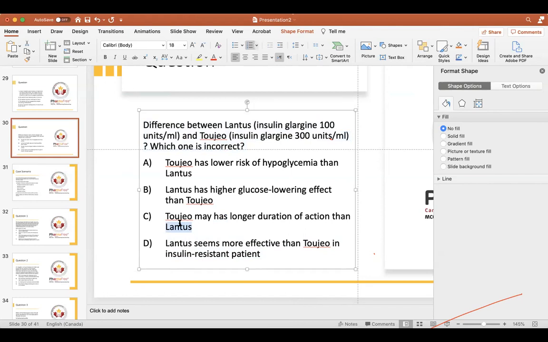Yes, there is some evidence that Lantus has higher glucose lowering effect than Toujeo. Toujeo has lower risk of hypoglycemia. This is correct as well. So this is a difference between the two medications. They are very important, by the way. This medication information is very important.